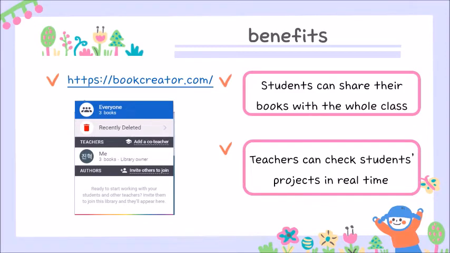Students can make their own books by choosing a template and filling it in, or just make their book from scratch. You can write down what you want, or you can take a picture of what you wrote on paper and use the picture in the ebook. The benefits of using Book Creator are that teachers can check students' projects in real time and students can share their books with the whole class.